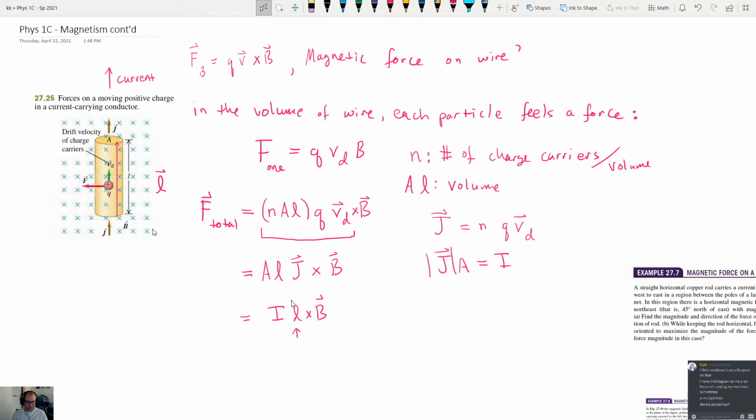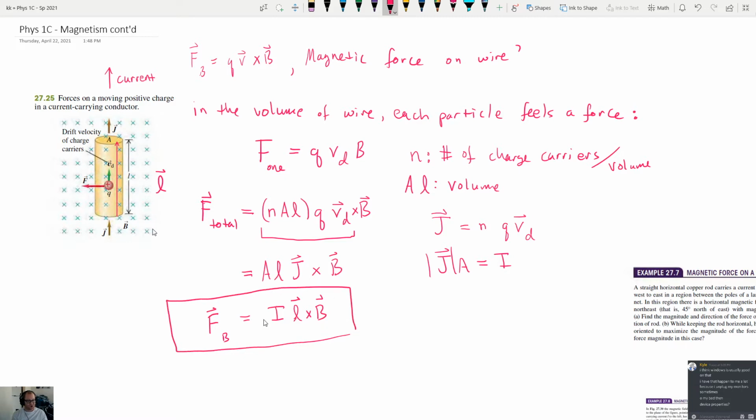So this is a little bit of weird vector manipulation here. I don't know how else to do it, though. I'm going to shift the vector over to that length L right there. And then we get our answer. This is our answer. The force that's placed on a wire that has current in it is going to be equal to IL cross B.